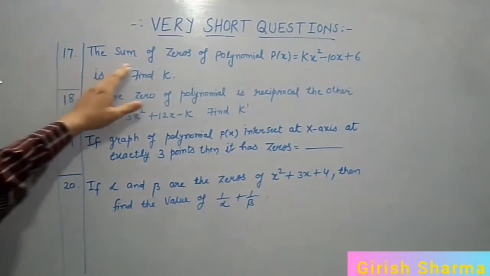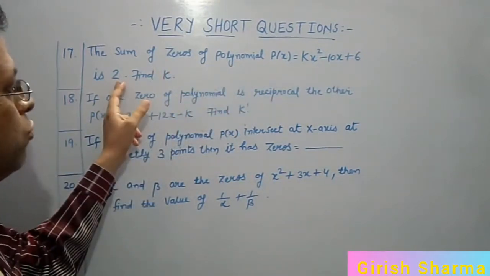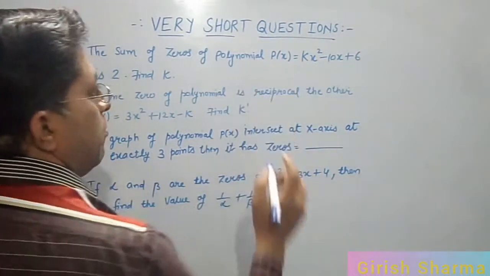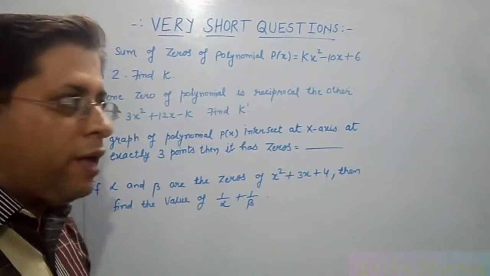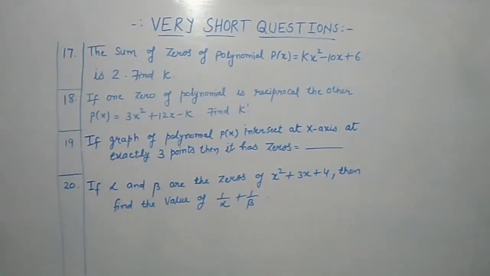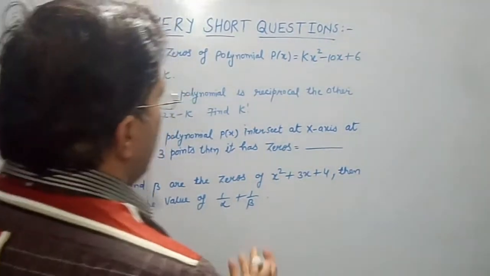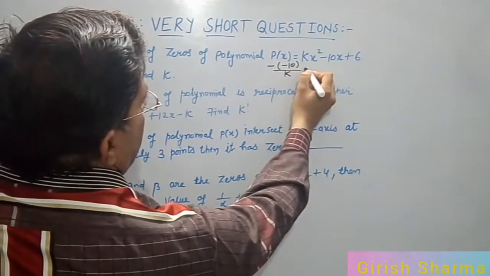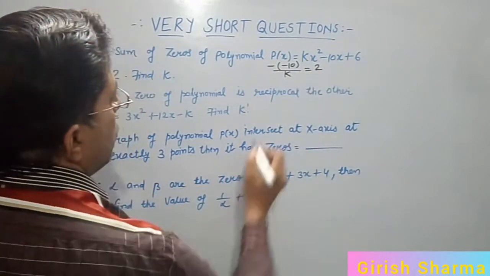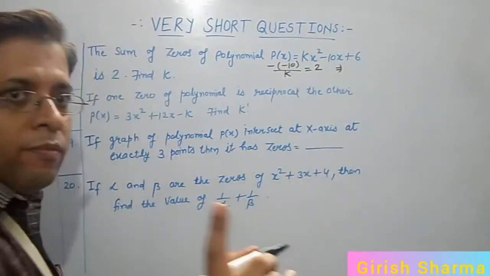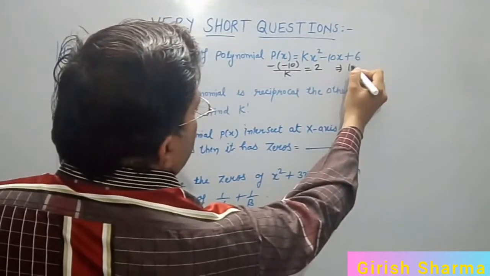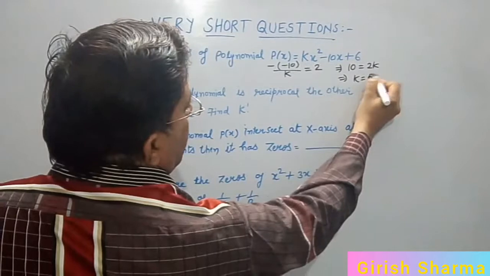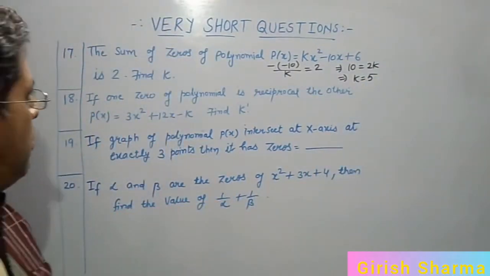Yes, come on, the next. The sum of the zeros of the polynomial is 2. Sum of zeros is 2 means alpha plus beta is equal to 2. Alpha plus beta means sum of zeros equal to minus b upon a is equal to 2. It is given to you. Minus b upon a is equal to 2. Then what will come? See, minus minus plus. This is your 10 is equal to 2k. What is k? 10 upon 2, it is 5. It's very simple.